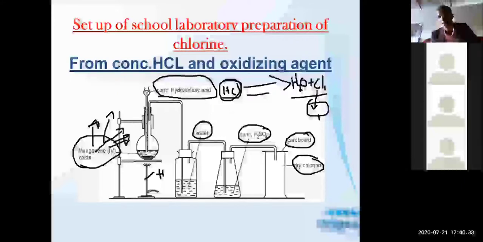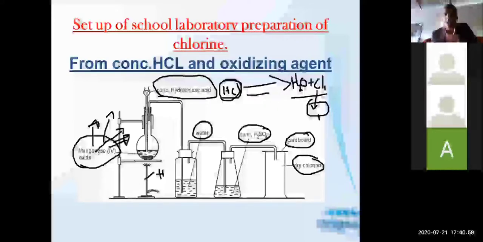Manganese 2 oxide, MnO. Manganese 2 oxide, yeah. So which kind of reaction is this? What is the name of this reaction? Redox reaction. A redox reaction.